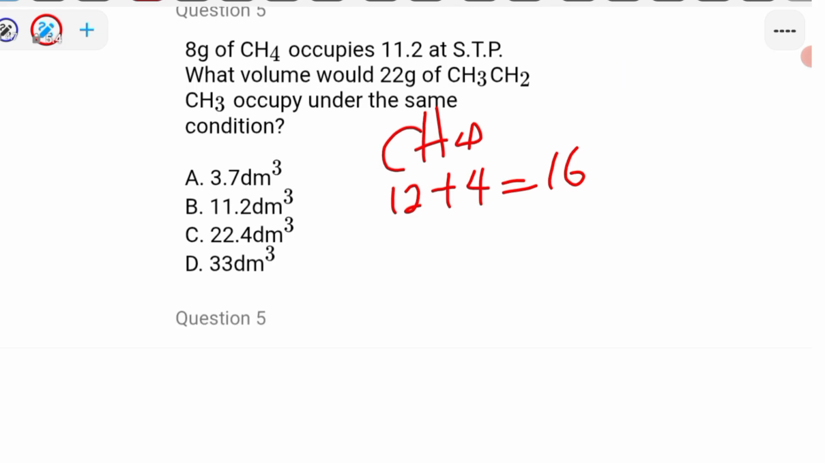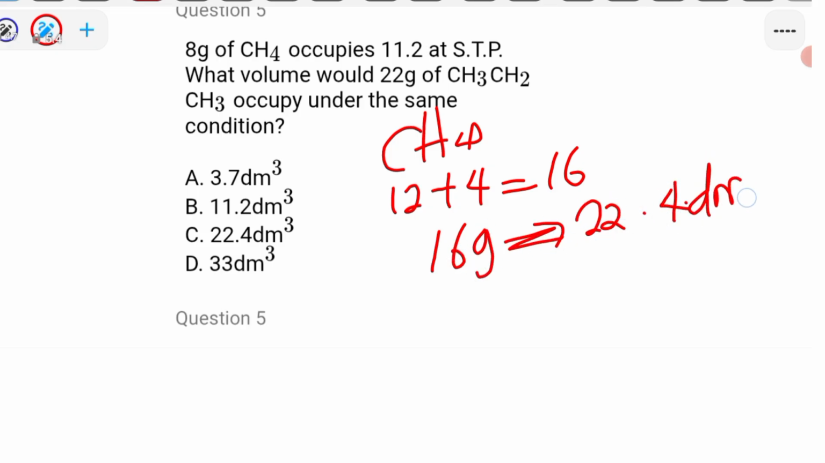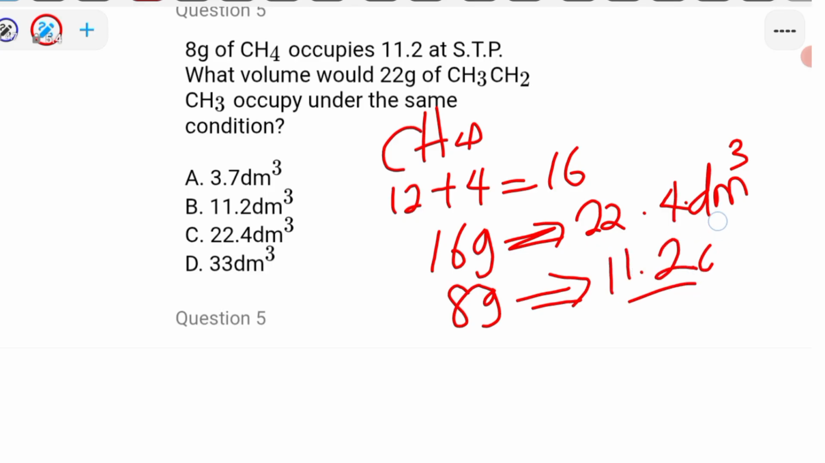Normally the molar volume of any gas is 22.4 dm cube. That means 1 mole of this gas will occupy 22.4 dm cube. That means 16 grams will occupy 22.4 dm cube. Then what will 8 grams occupy? You can see from here that 8 is half of 16. That means 8 grams will occupy half of 22.4, so this is 11.2 dm cube. That's what the question is saying, as you can see, 11.2 dm cube.